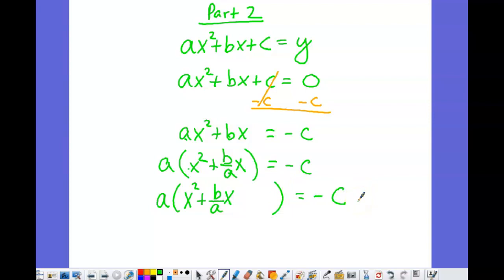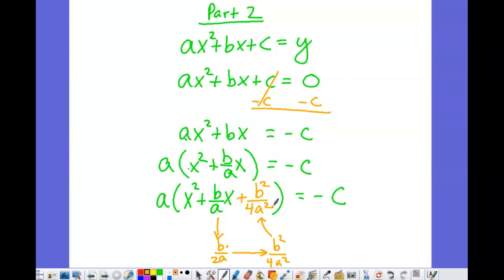So to complete the square, the first thing we do is take half of this, which means we're going to take b over a and divide that by 2. And we end up with b over 2a. Then we're going to square it, which would be b squared over 4a squared. You square all three of these, that's what you get, and that's what we're going to put in there. B squared over 4a squared.